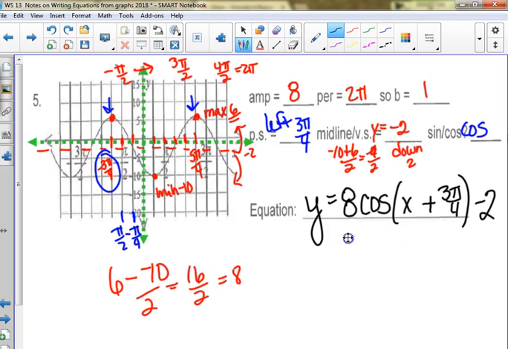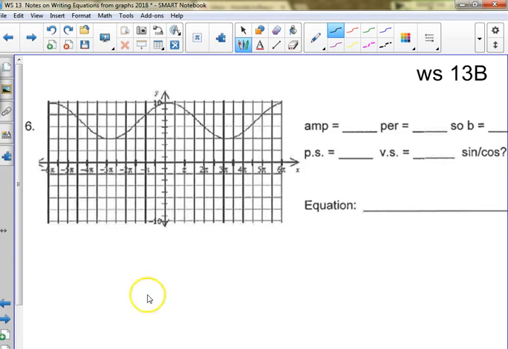How are you feeling? All right. What can you tell me about this one? Somebody give me a couple ordered pairs. This is awful again.